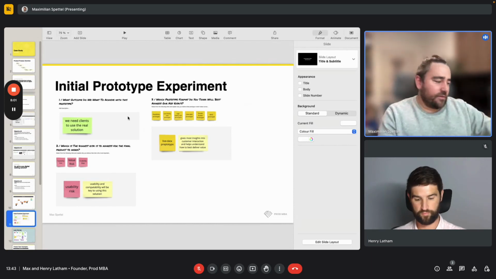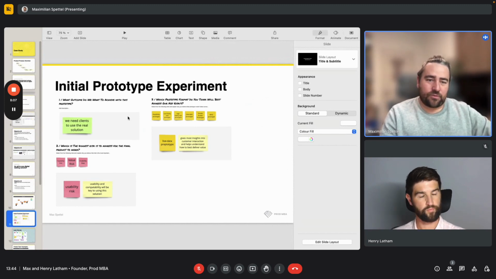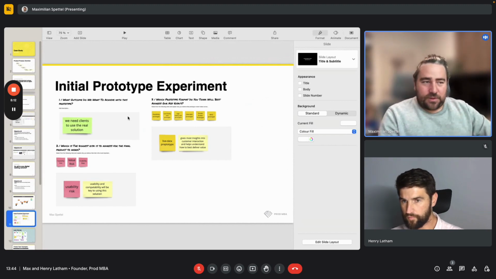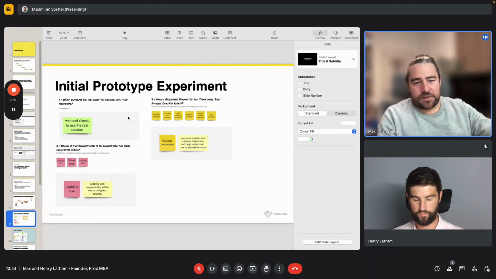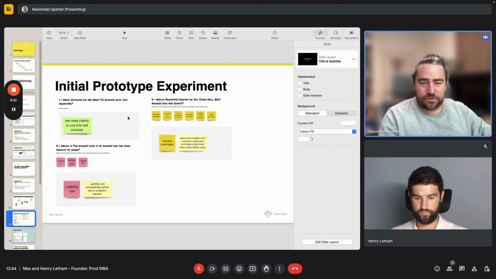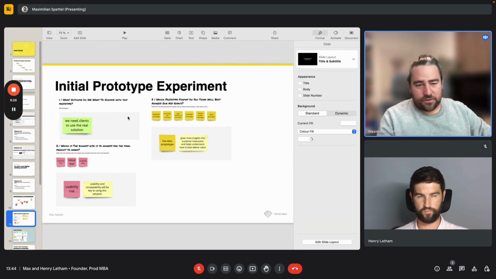Then we also made up our mind on what outcome we want to achieve with this prototype and what kind of prototype to use. This also went through various stages of iteration, and we assumed that we would really need some real clients to use our solution to validate our assumptions, and not only assumptions, but also to take a look at possible risks.